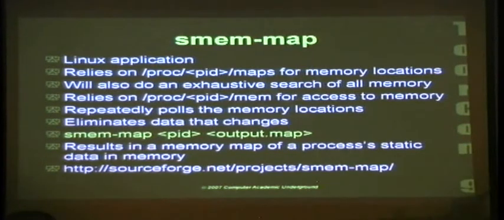Quick tool I wrote for profiling Linux processes is called SMIMAP. It's on SourceForge right now if you want to go grab it and play around with it. I suggest you get the Subversion copy because it's a little more recent than the packaged version. Basically it relies on proc for maps of memory locations and access to the process's memory. Sometimes maps is a little inaccurate, so it will also do an exhaustive search of all memory if you want to do that, and that takes a little bit longer. Basically, it repeatedly pulls the memory addresses that it's found data at and watches for changes, throws those out. Highlighted is the actual command line to run the tool, and it results in a memory map of the process's memory.